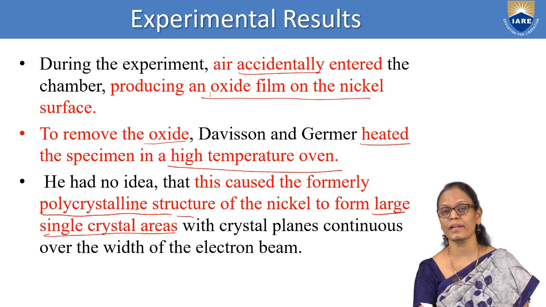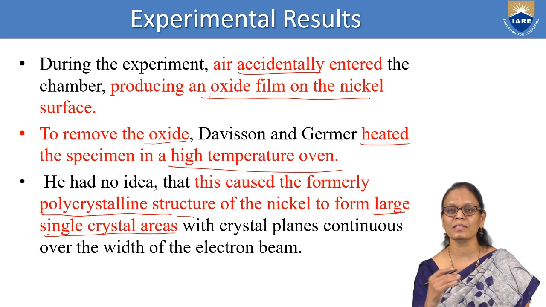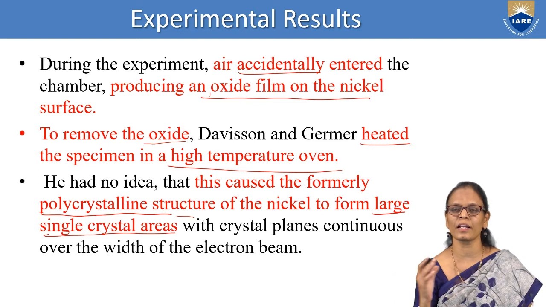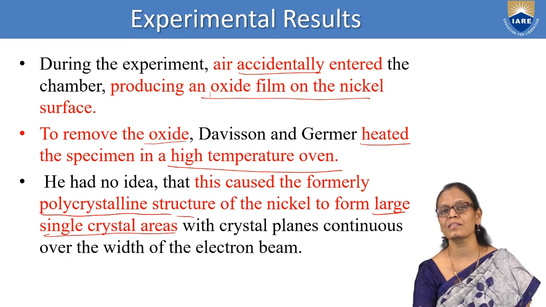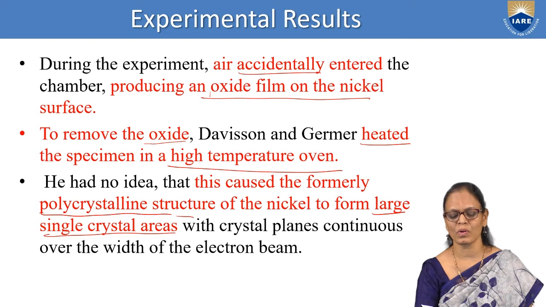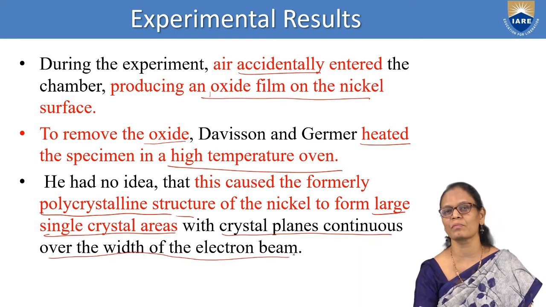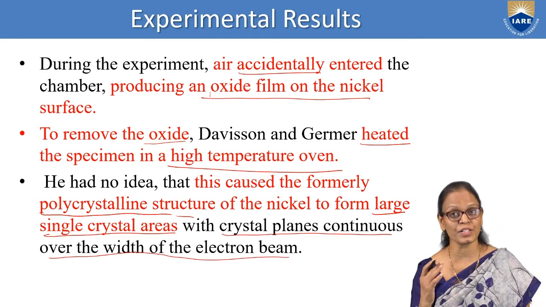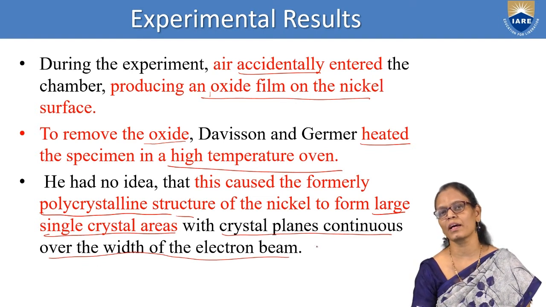So, here you need to understand what is a polycrystalline structure and what is a single crystal. If you see a single crystal, it has got a uniform crystal lattice. All the arrangement of atoms is uniform. But when you see a polycrystalline structure, it is not uniform. So, now because of the heating, this polycrystalline structure turned into a single crystal with crystal planes that are continuous over the width of the electron beam. Now, the crystal planes arranged themselves in a continuous manner.